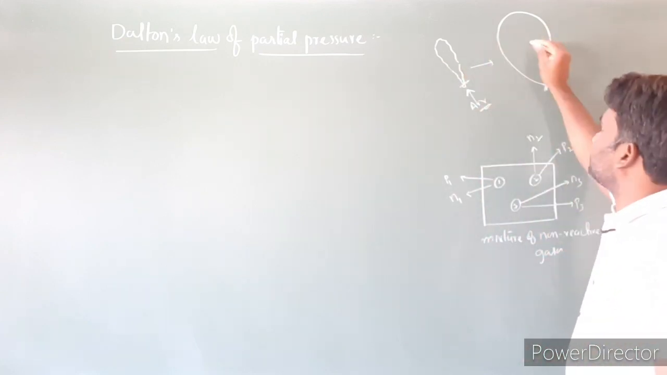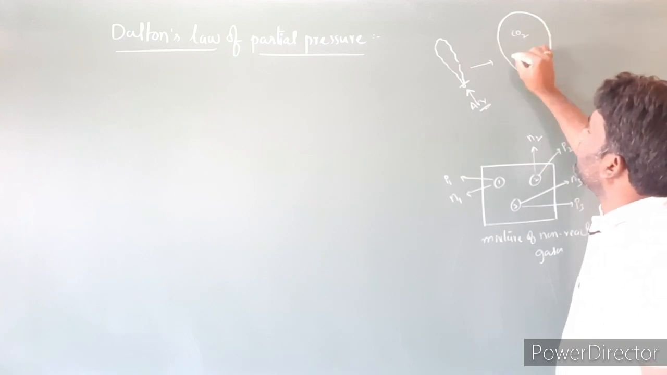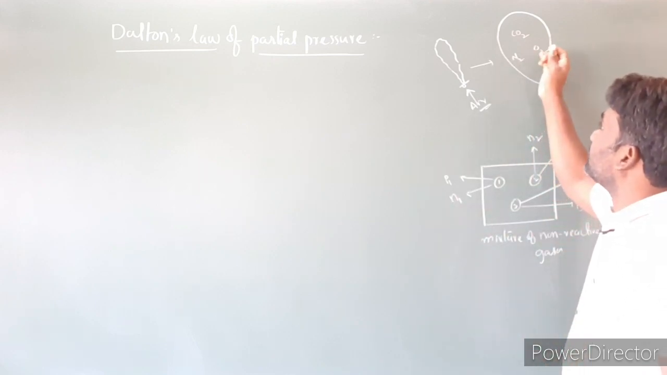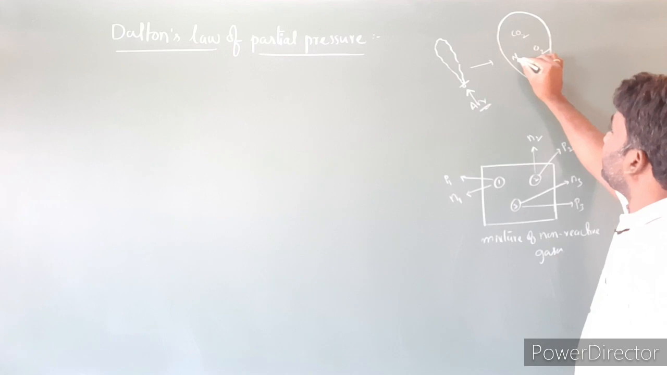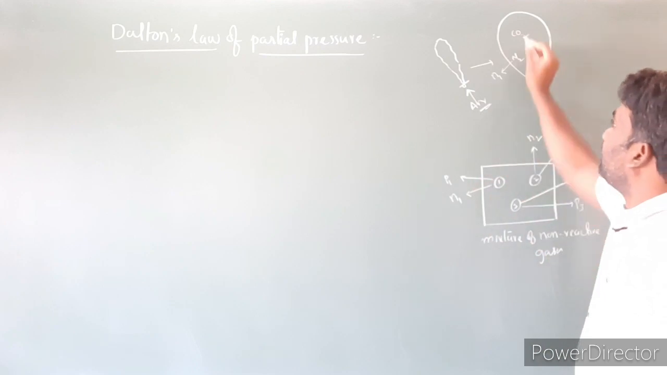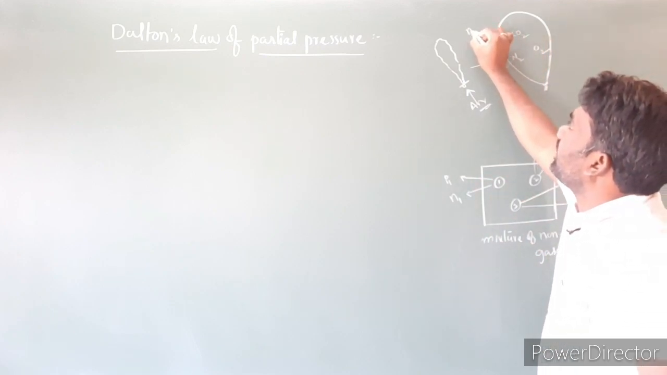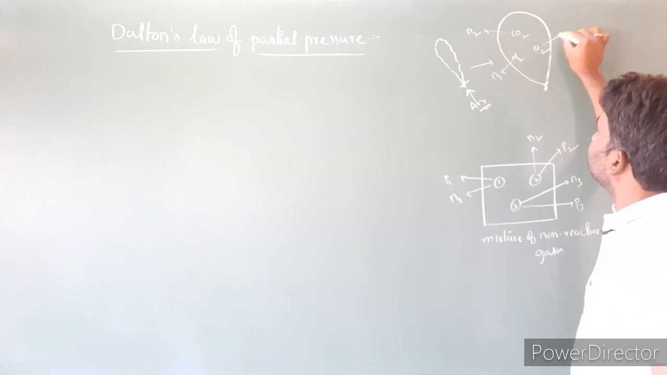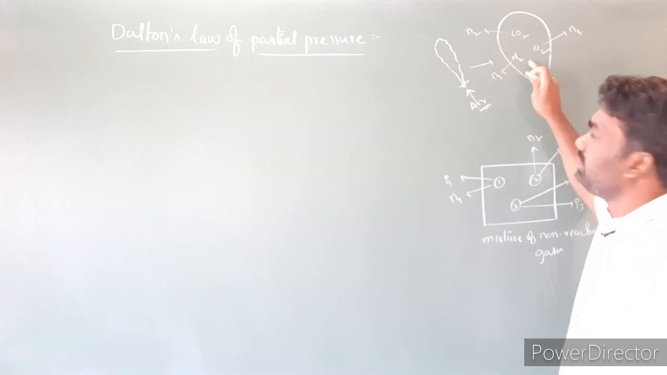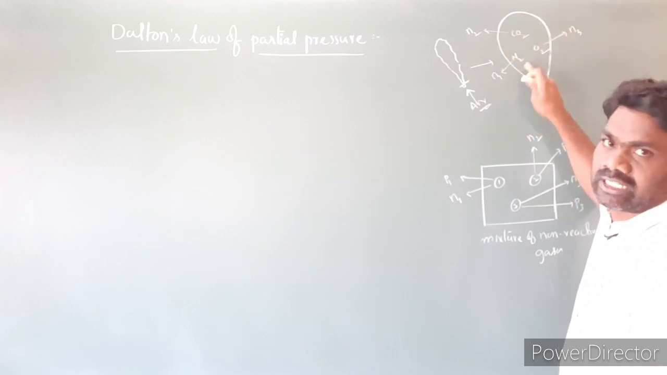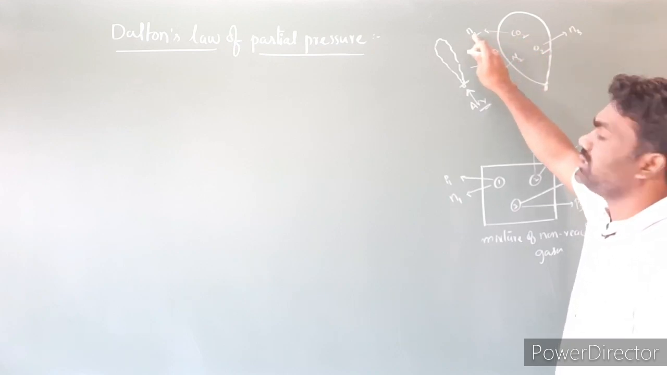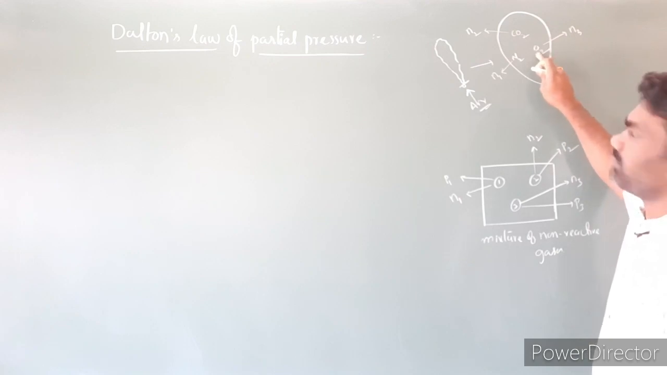The air contains a mixture of gases: carbon dioxide, nitrogen, oxygen, etc. The number of moles of nitrogen I am labeling as N1, the number of moles of CO2 as N2, and the number of moles of O2 as N3. So it is a mixture of gases. The number of moles of the first type of gas, nitrogen, is N1, the second is N2, and the third is N3.